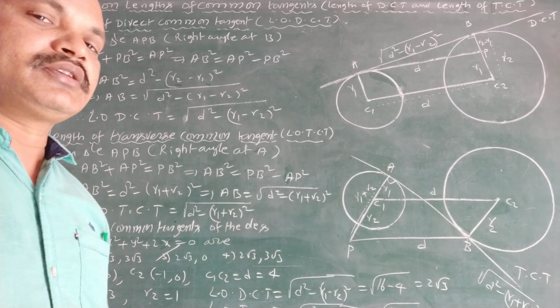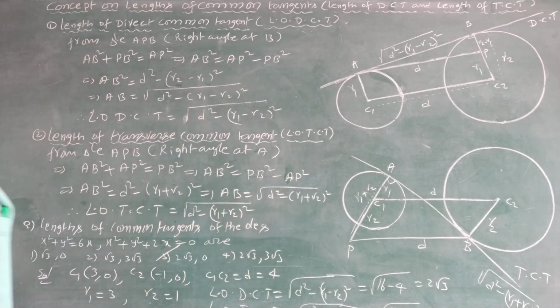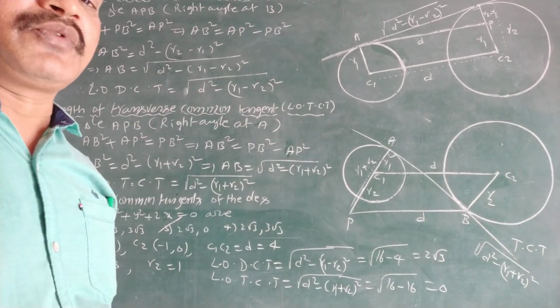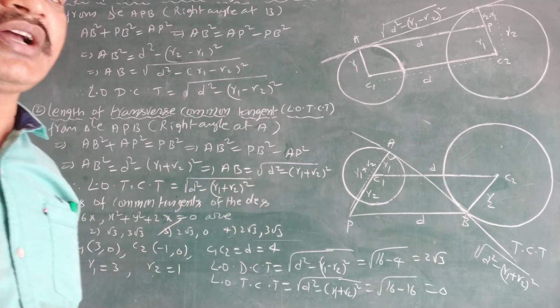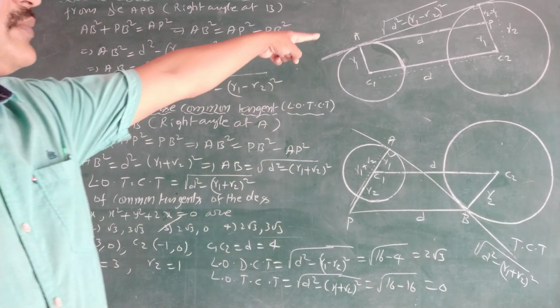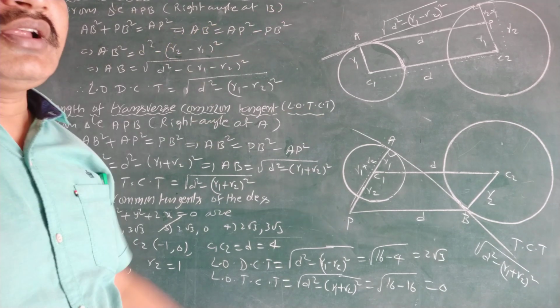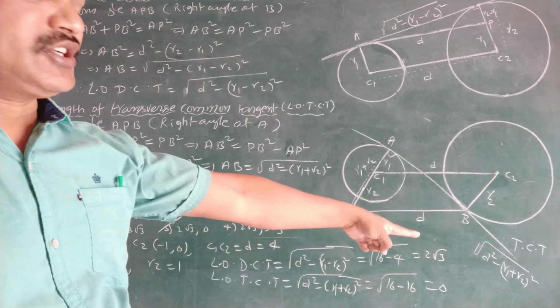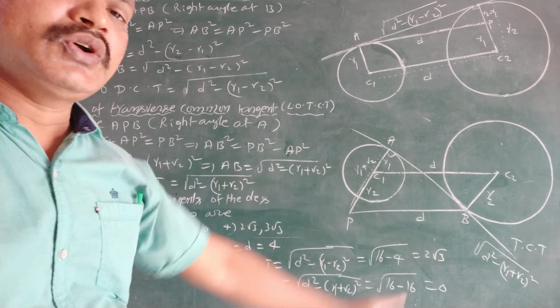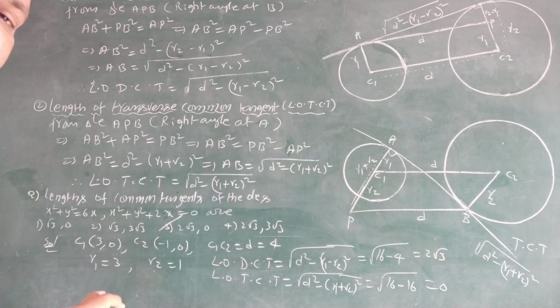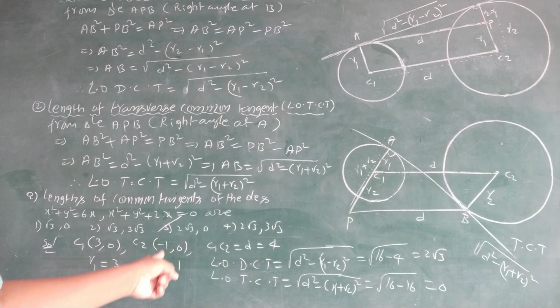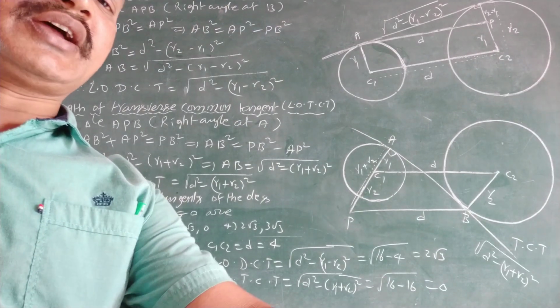That's all. So this is a very, very important concept. More questions depend upon this concept. Are you clear? The length of direct common tangent is square root of D square minus (R1 minus R2) whole square, and the length of transverse common tangent is root of D square minus (R1 plus R2) whole square. According to those concepts, this is the third option. Okay, right. That's all.